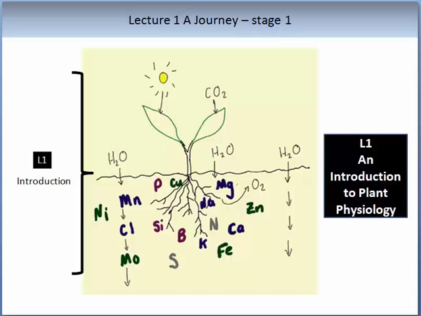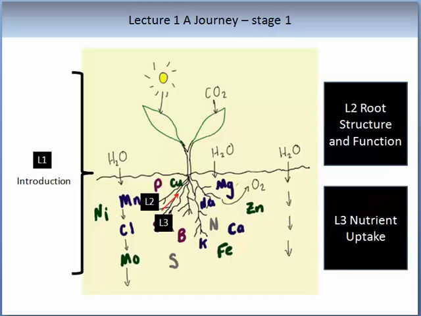Lecture 1 will be an overview and an introduction of plant physiology. Then we will start at the roots. We will look at root structure and function. In Lecture 2 we will look at this specifically with respect to water, and in Lecture 3 we will look in detail at nutrient uptake. Both of these are very important functional roles in plants and agriculture.